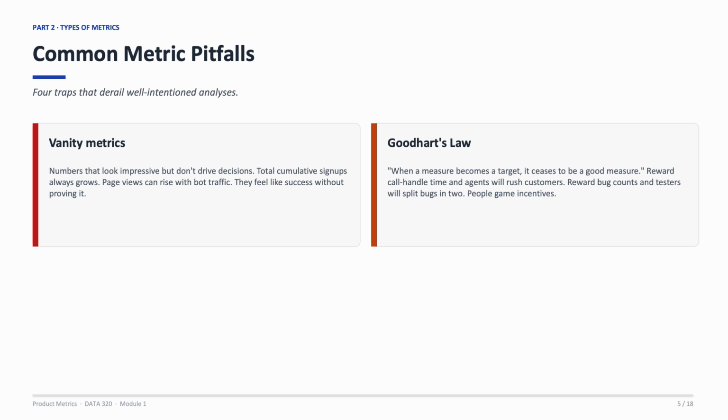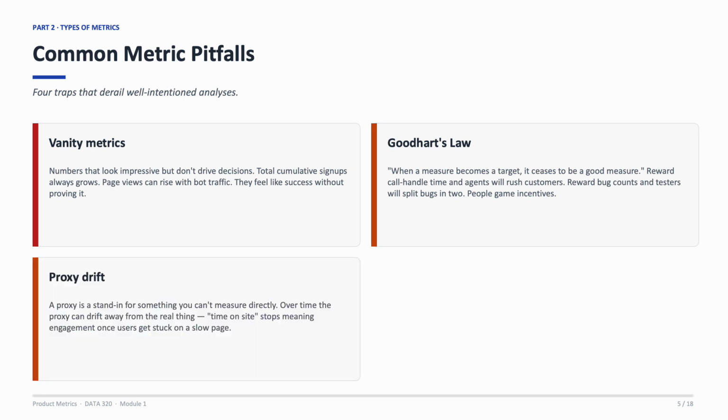Second, Goodhart's law. It states: when a measure becomes a target, it ceases to be a good measure. This is one of the most important principles in all of analytics. Once you reward people for moving a metric, they find shortcuts that move the metric without moving the underlying goal. For example, you reward call handle time, and the agents will rush customers off the phone, which creates repeat calls. Or a company rewards bug counts, and testers will split bugs in two. So people usually game incentives.